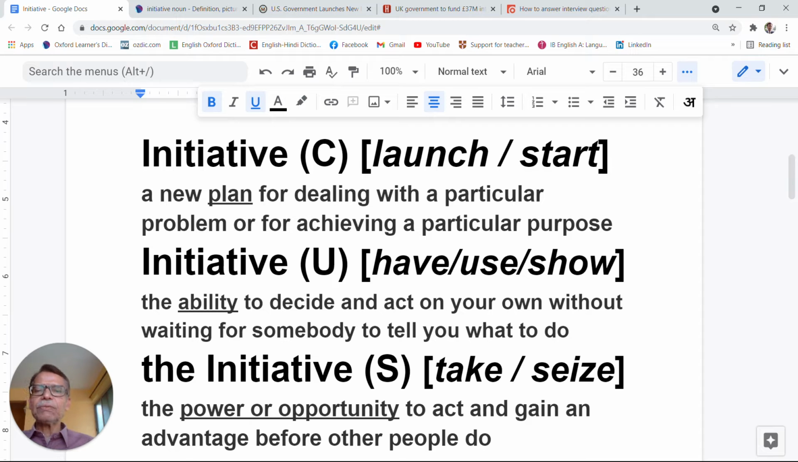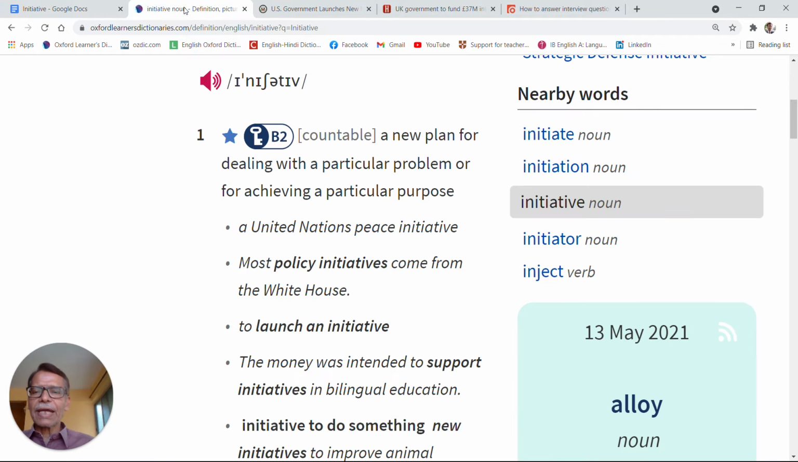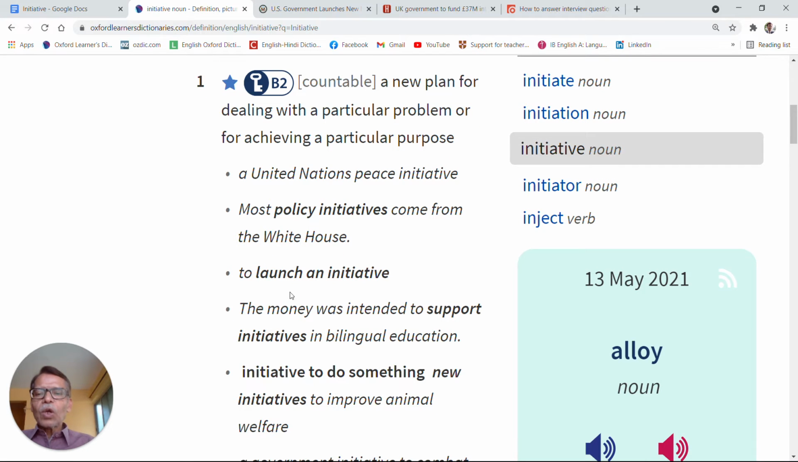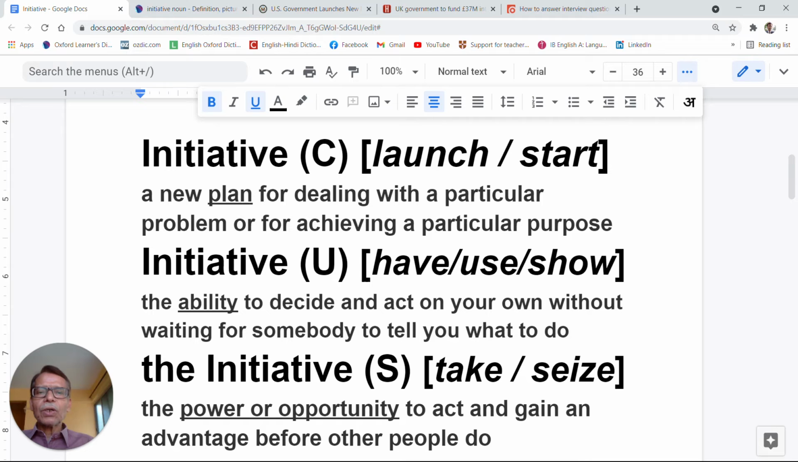So this is the definition, and let us look at a whole lot of examples. A United Nations Peace Initiative; since it is a countable noun, A is used for this initiative. Most policy initiatives come from the White House. To launch an initiative, mind you, the verb that goes with this initiative as a countable noun is to launch, which I have used here, given the example launch or start, but in most cases the standard English is launch.